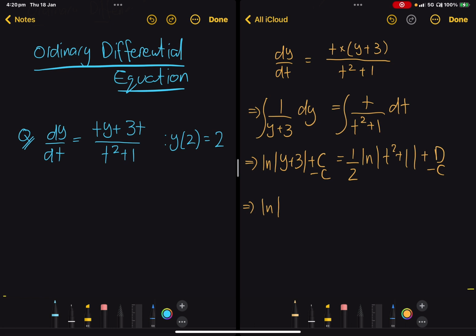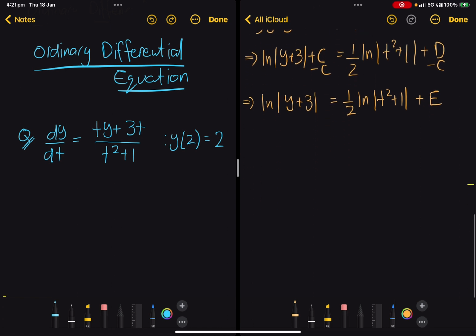So now we have the natural log of the absolute value of y plus 3 is equal to 1/2 times the natural log of t squared plus 1, all plus a constant e. You could just call the constant c, d, and then call this constant c. I'm just calling it e out of habit. You don't have to do this though. So now we need to solve this for y. So put these both under a base of e. e to the natural log of the absolute value of y plus 3 is equal to e to the 1/2 times the natural log of t squared plus 1 plus e. These are all in the power.